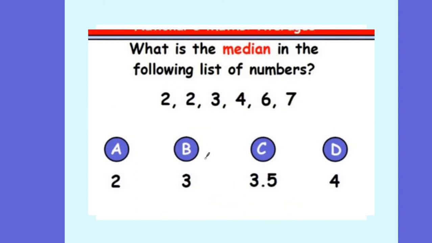And for the last one, what's the median in this list of numbers? Now handily, these numbers are already in order. So the median is the number in the middle, which is halfway between 3 and 4, which is C, 3.5. Well done if you got that right.